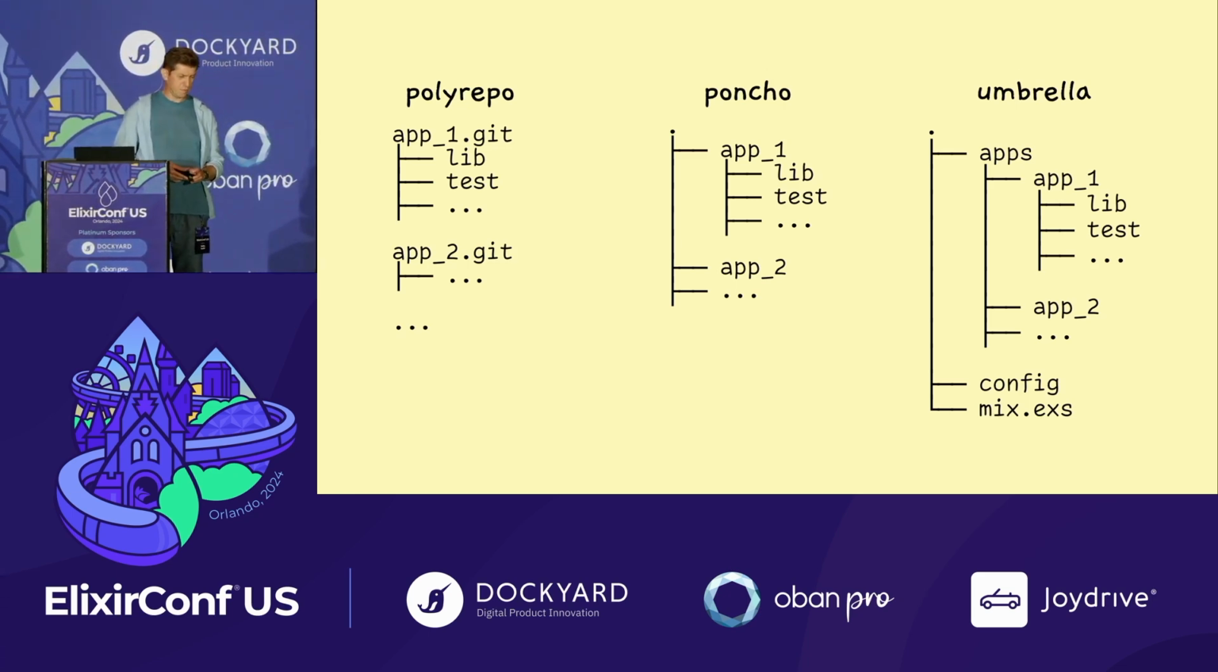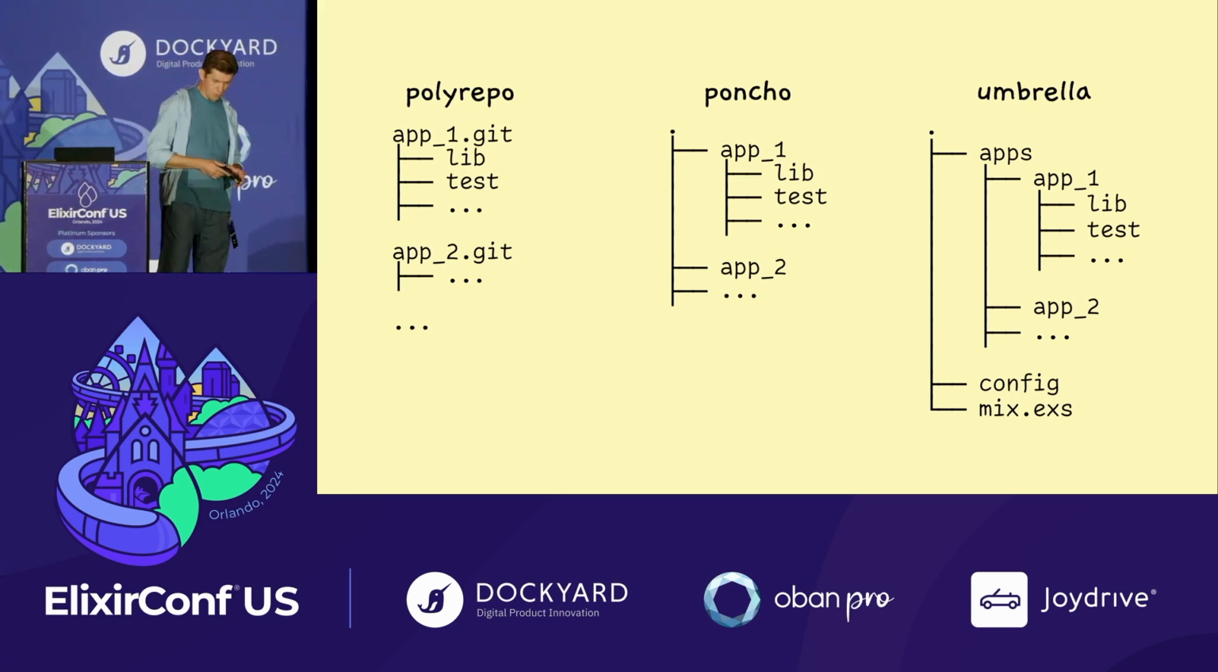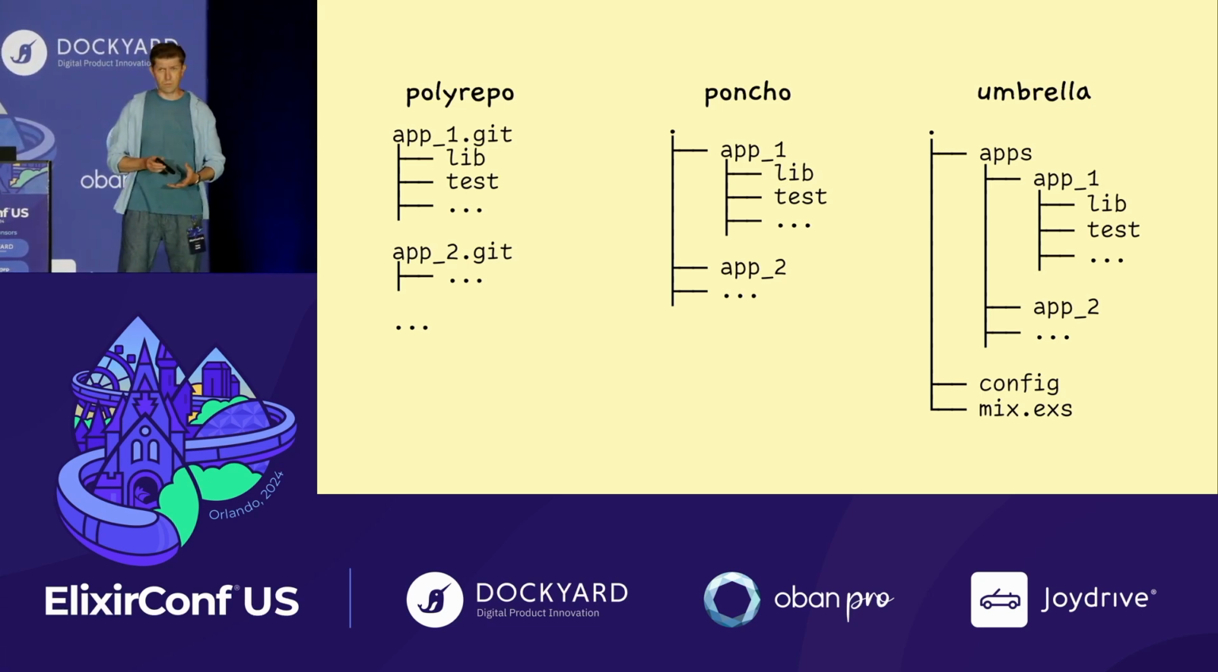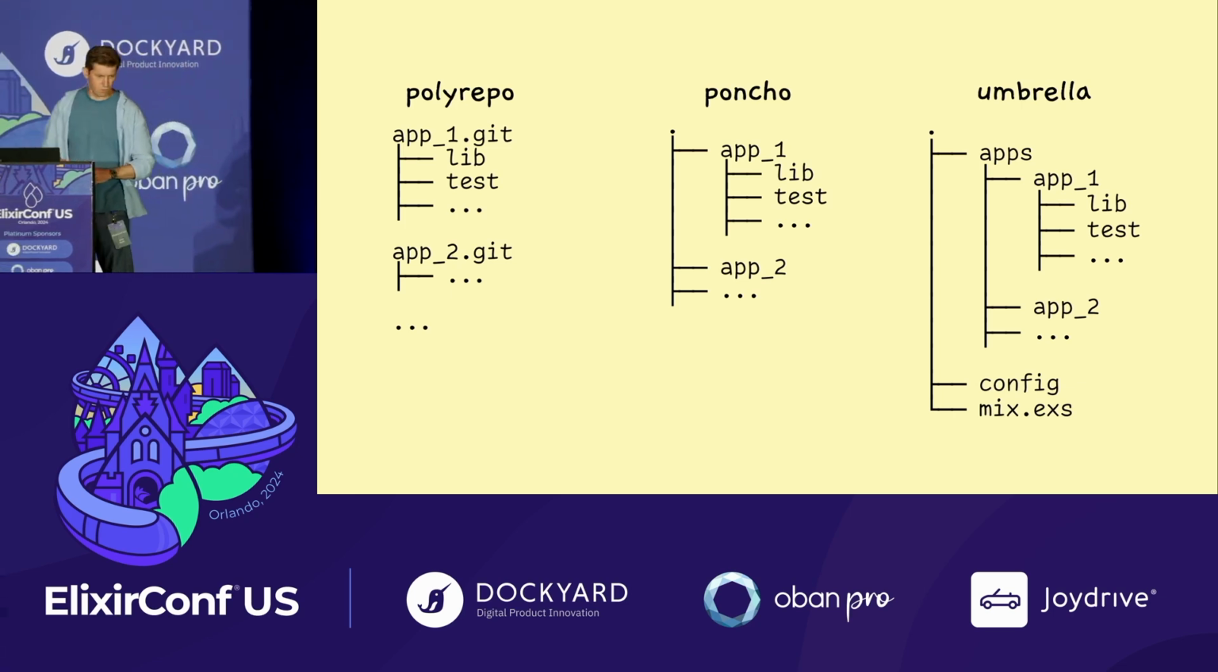And the unique benefit of Umbrella compared to the other approaches is that you can work on your solution as a single thing. You can invoke a single mix command to compile everything, to run everything, to test everything. You use a single instance of your IDE with the full support of the Elixir language server, so you have code completion, navigation, on-the-fly compilation, and so on and so forth.